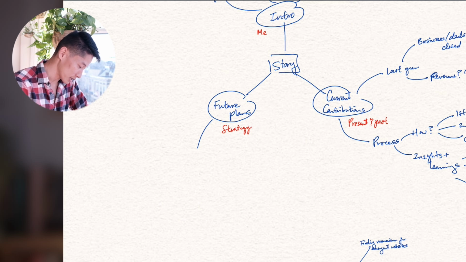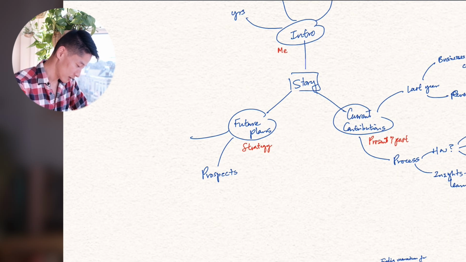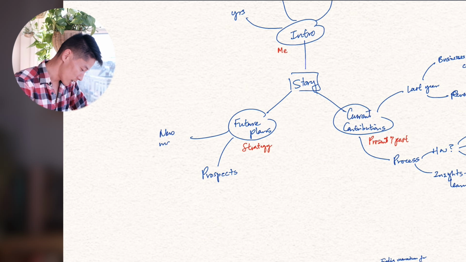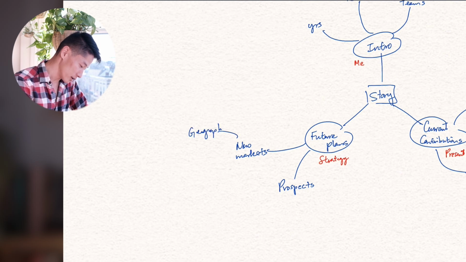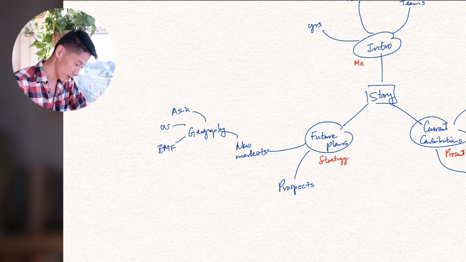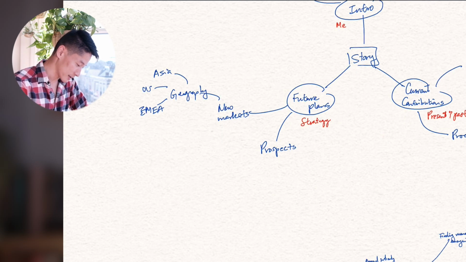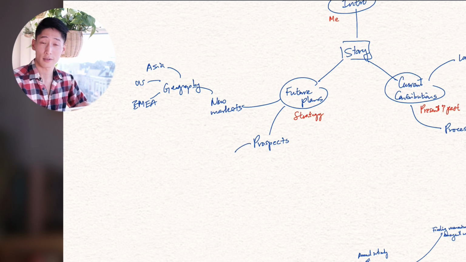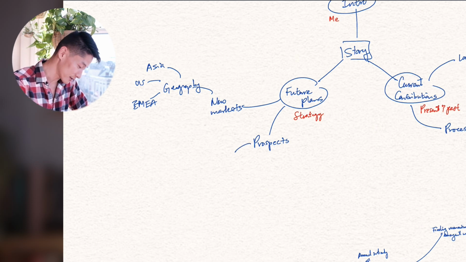So it's like prospects. We've got essentially new markets. How do you define new markets? Well, you can have geography, which is, you can say, Asia, US, EMEA, which is Europe, Middle East, and Africa, right? And then prospects, these are your top companies, the top clients. So client 1, 2, and 3.